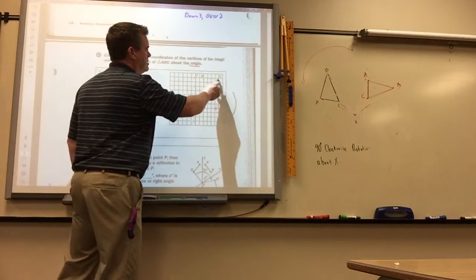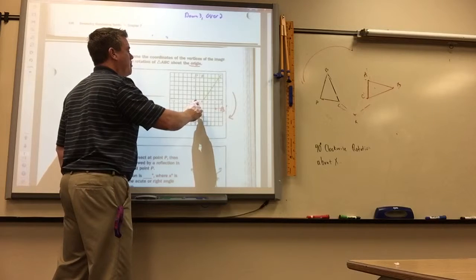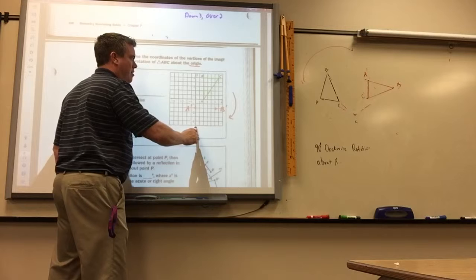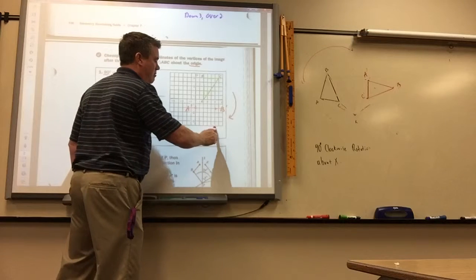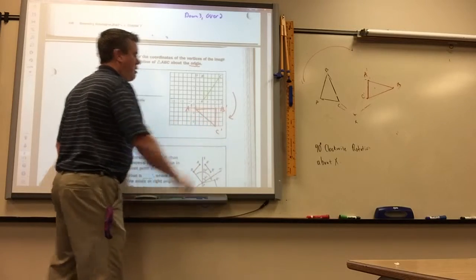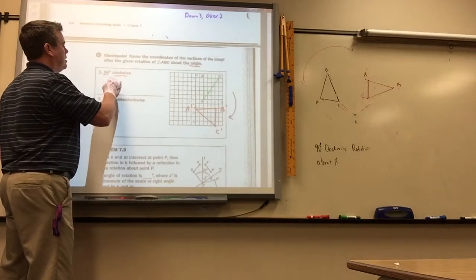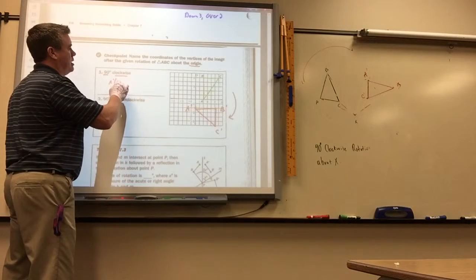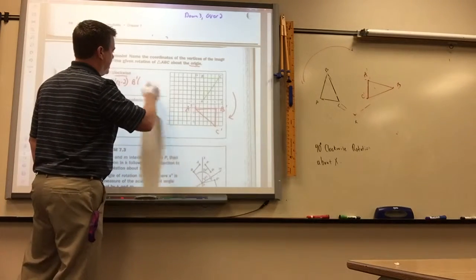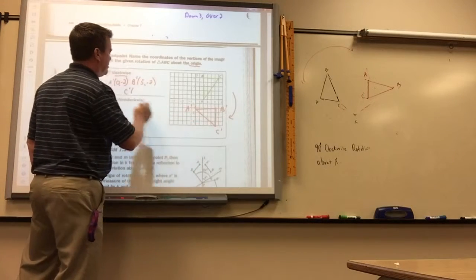And then C is over 6 and down 5. So instead of over 6, I'd go down 6, and then instead of down 5, I go over 5. Okay? So the new vertices: A prime is (0, -2), B prime is (5, -2), C prime is (5, -6).